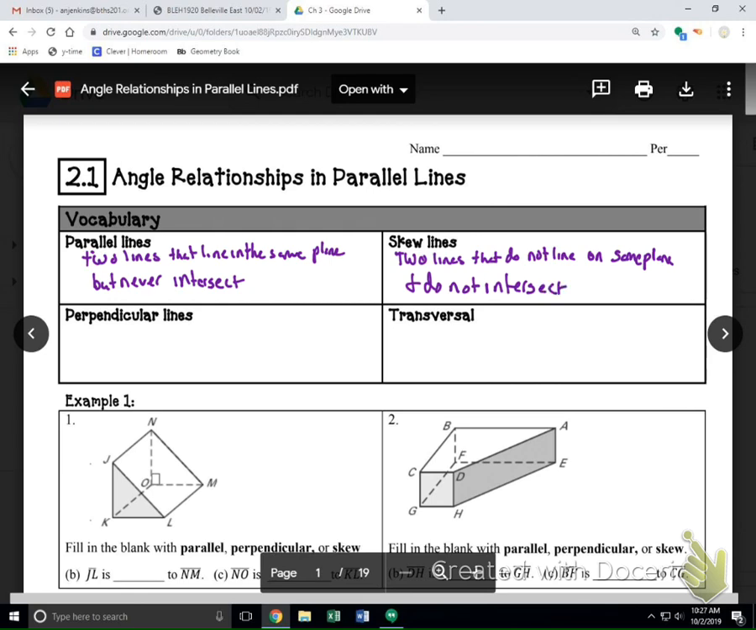Okay, next one up. Natalie, hon? Yep, two lines that intersect to form a right angle. Thank you.